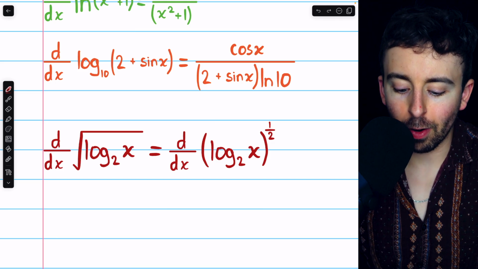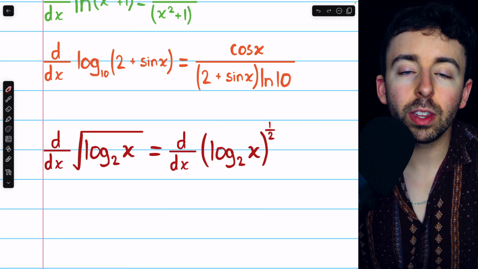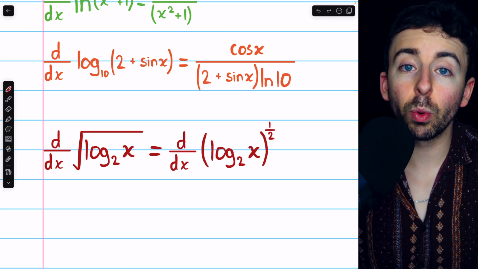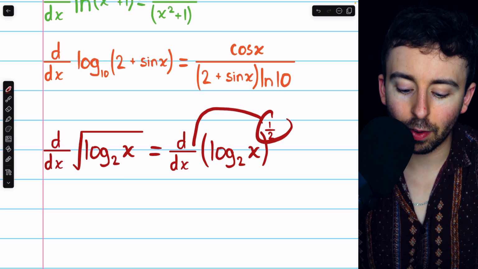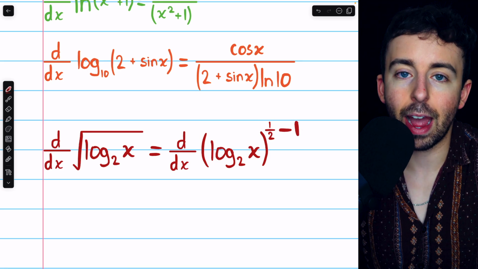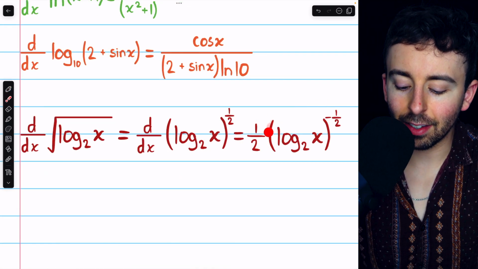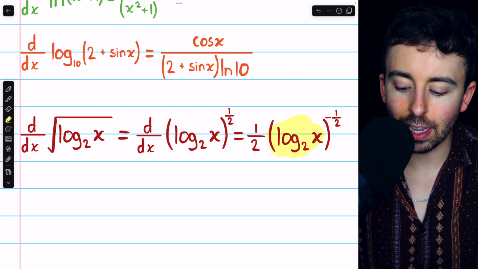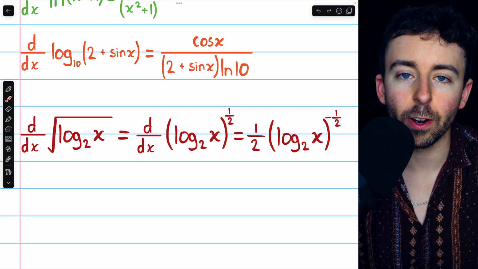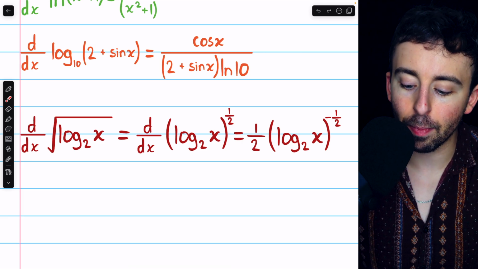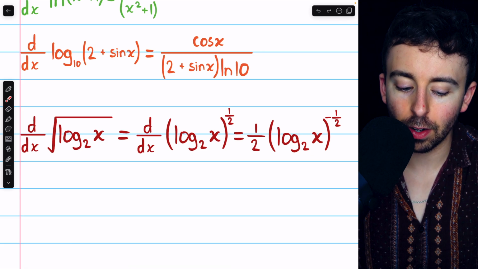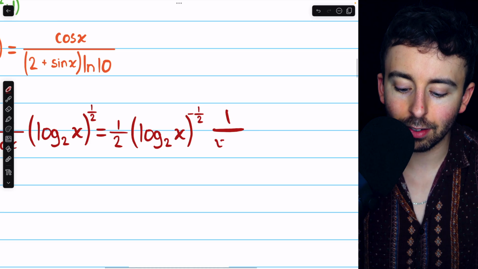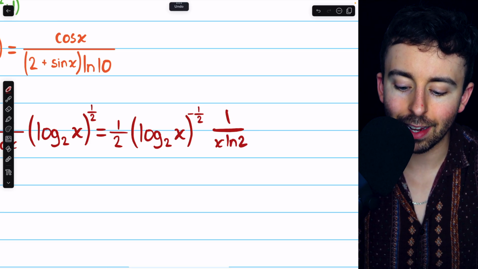All right, to take the derivative of this, we need to start with the derivative of the outside function, which in this case is a power of 1/2. So we're going to use the power rule. Bring the 1/2 out front as a factor, and then reduce the power by 1. So that looks like this. 1/2 minus 1 is -1/2, so there we go. Notice we did not change the inside function. We're using the chain rule here, so the last step is to multiply by the derivative of that inside function. Of course, the derivative of log base 2 of x is just 1 over x multiplied by the natural log of the base, which is 2.